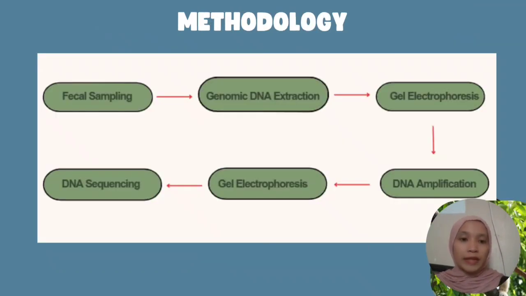So in order to complete this research project, here is the flow of the methodology, starting from the fecal sampling, and then proceeding with the genomic DNA extraction, and then the gel electrophoresis to identify the presence of DNA from the fecal sample, and then DNA amplification by PCR to amplify the DNA fragment, and then the gel electrophoresis again, and lastly ending with the DNA sequencing.